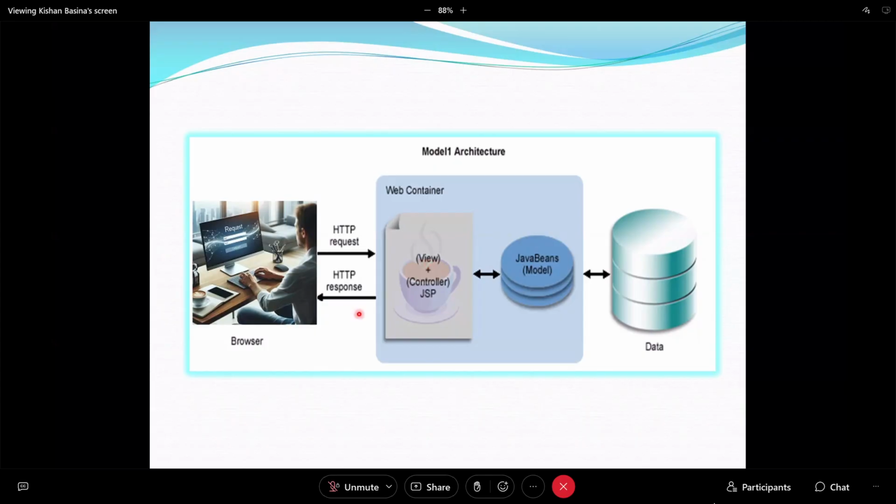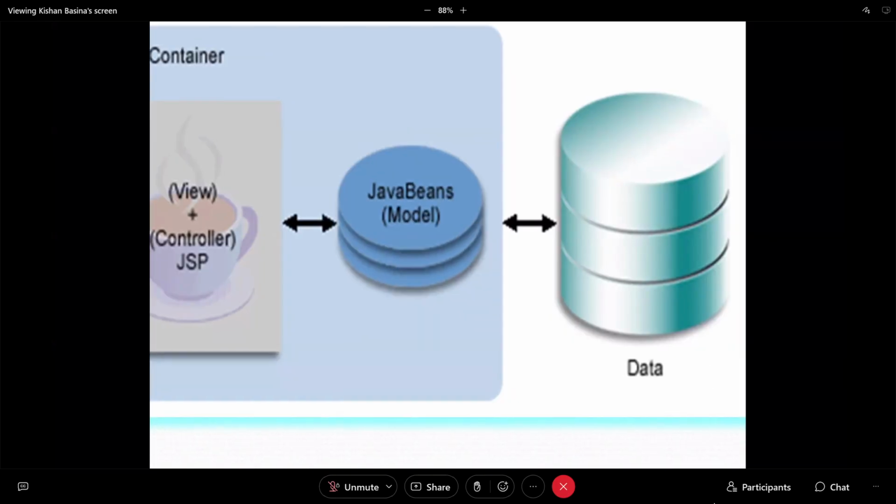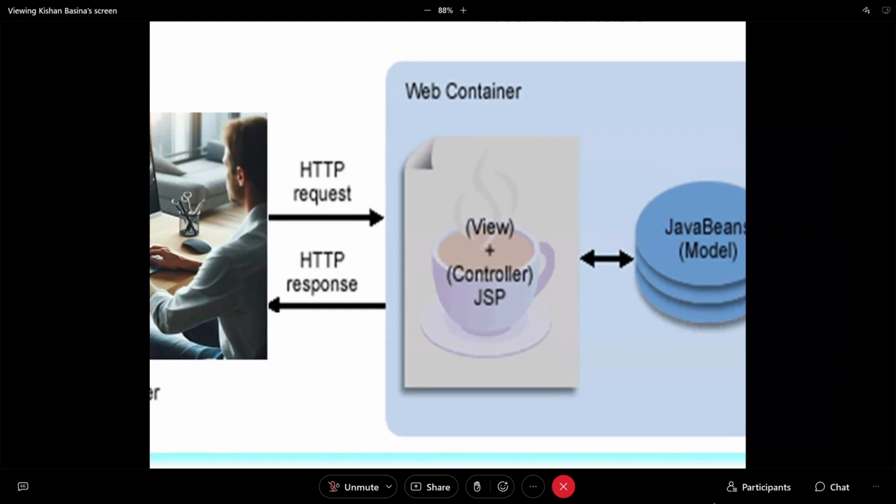And that JSP will be contacting the bean, the Java Bean. Bean means nothing but the DAO classes. Are you understanding the point here? You need to respond here. So DAO, Java Bean, all of it will be considered as Java Bean only. It will interact with the database, and the data will be retrieved. Again, it will be displayed in the JSP. This is model 1 architecture.